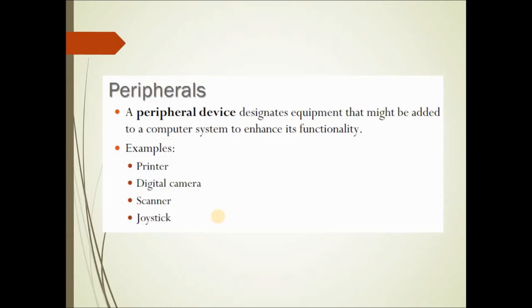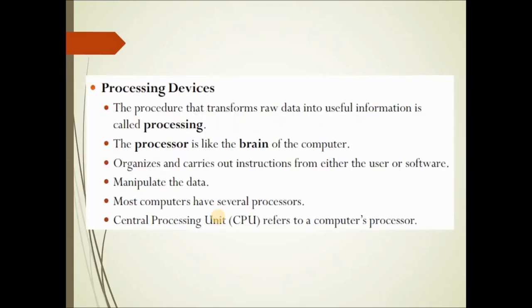So peripheral devices designate equipment that might be added to a computer system to enhance its functionality. The processing device is mainly the CPU, the central processing unit. The procedure that transforms raw data into useful information is called processing. The inputs or instructions that we give to the system are raw data, so they have to be converted into meaningful information for the output, and that is done by the system. That is known as processing.